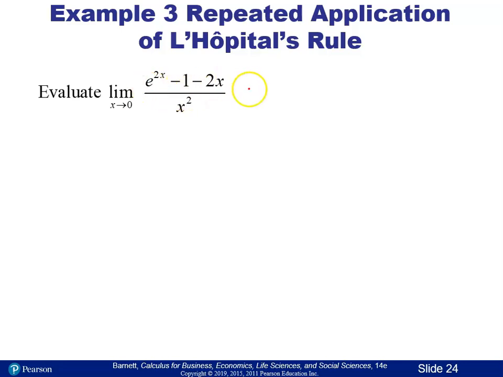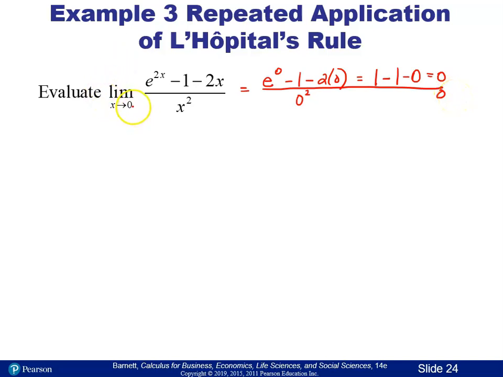Okay, so here's one for us to try. If I'm evaluating this limit here just by direct substitution, I'm going to have e to the 2 times 0, which is 0, minus 1 minus 2 times 0. So anything to the 0 power is 1. So I'm going to end up with 0 in the numerator. And then 0 squared obviously is just 0. So I do have 0 over 0, so that tells me that it does apply.